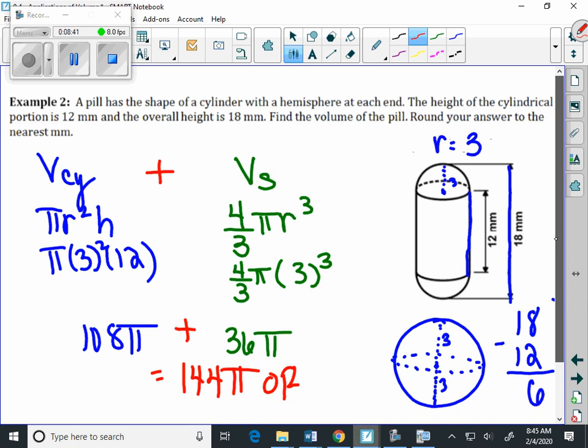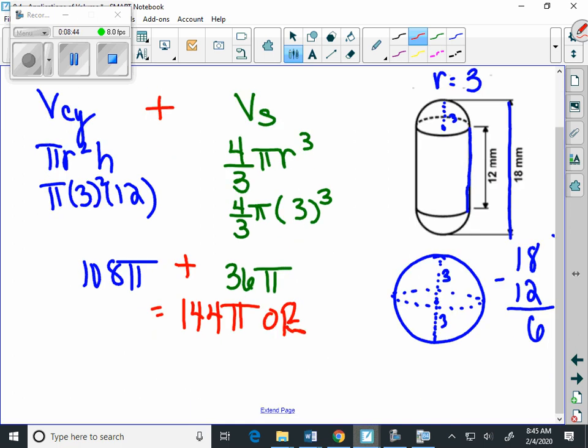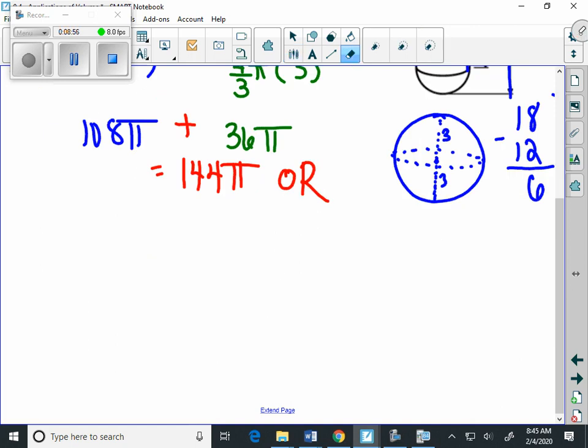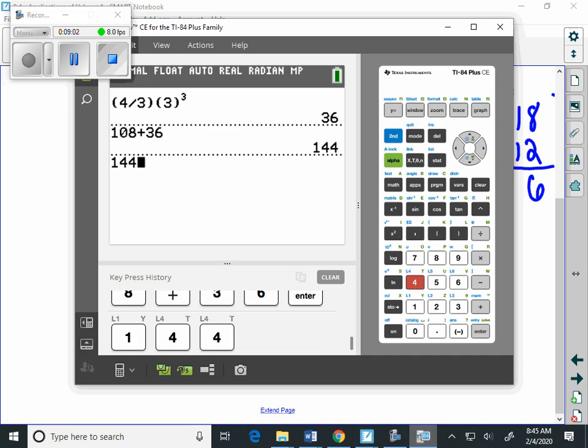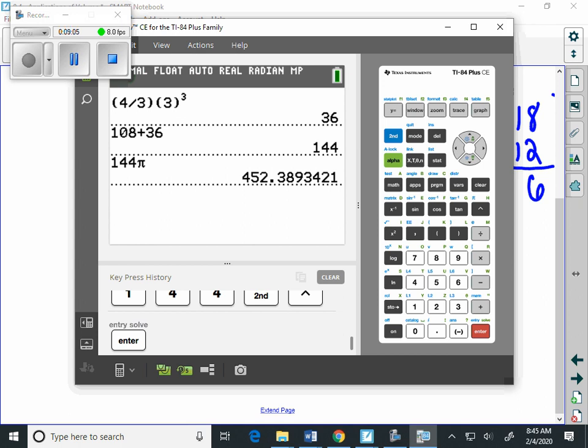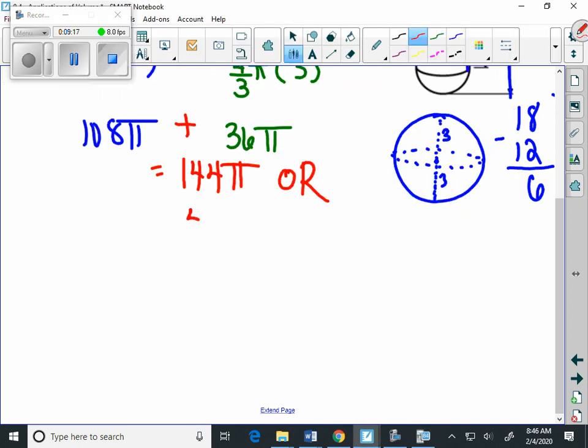And when I go back and look at the directions here, round your answer to the nearest millimeter. So we really want to put this in terms of a decimal. We've got the 144, so now we should multiply 144 times pi, and we end up with 452.39. So we're going to leave it as 452. We're looking at the 3 to determine what to do to that. It's going to be 452. And our units on this one are millimeters.